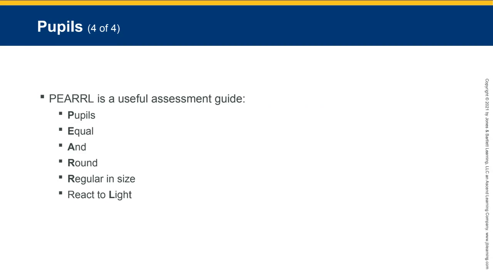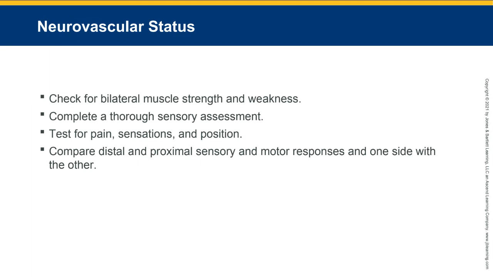We will use the PEARL mnemonic to describe the pupils. Pupils equal and round, regular in size, react to light. We will also evaluate the neurovascular status. So consider the GCS, check the pupils, and evaluate neurovascular status.